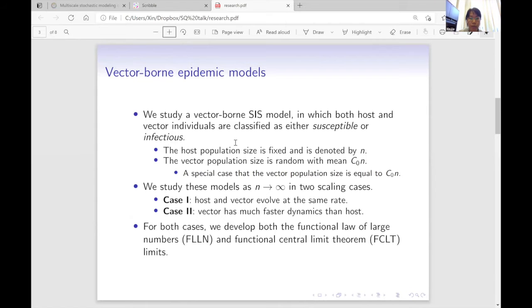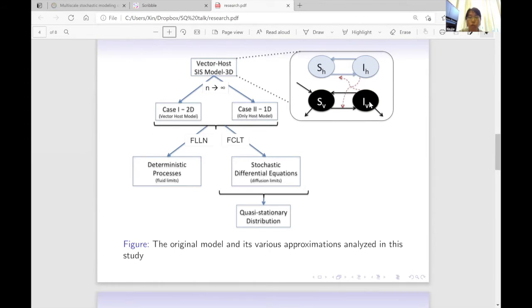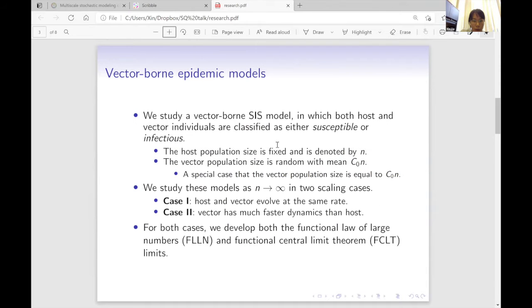We look at a very simple vector-borne SIS model. This is for the host: we only have two compartments, susceptible and infected. For the vector, we also have two compartments, susceptible and infected. We are going to fix the host population size, which is n, so we look at a closed population.